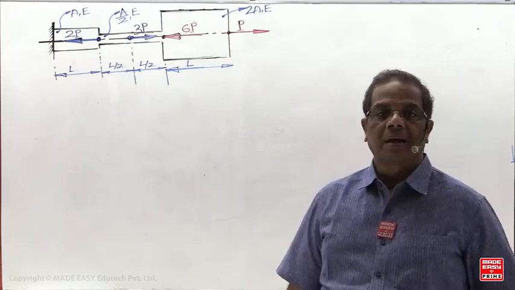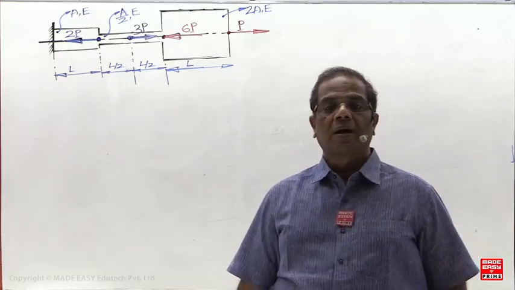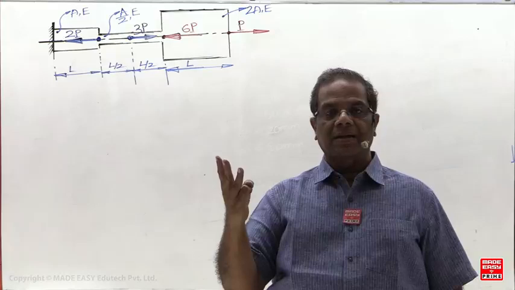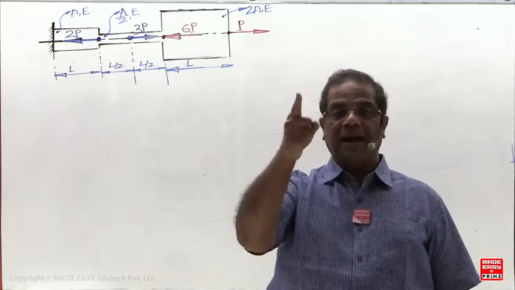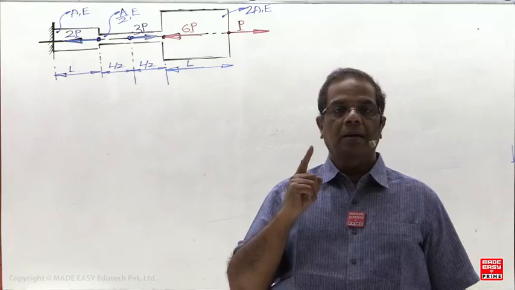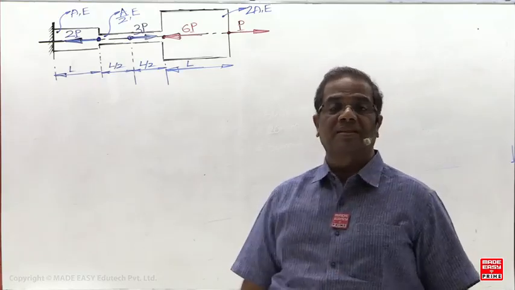4 bars in series. But most of the students say, sir, it should be taken as 3 bars. Whenever you want to use the equation, you have to check: first, prismatic should be satisfied; next, pure axial load should be satisfied; same material.